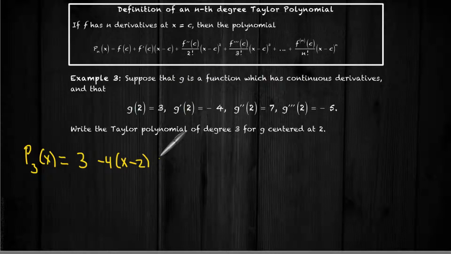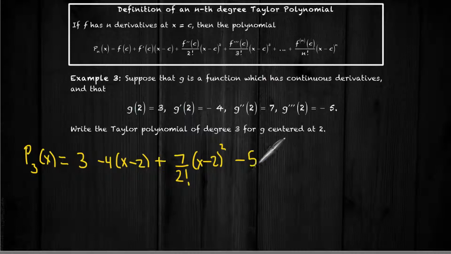And then the next one is going to be g double prime of 2, which they give us. That's 7. That's going to be 7 over 2 factorial times (x minus 2) squared. And then the last one is going to be g triple prime of 2, which is negative 5, times (x minus 2) cubed over 3 factorial. And there's our Taylor polynomial of degree 3 for this function g.